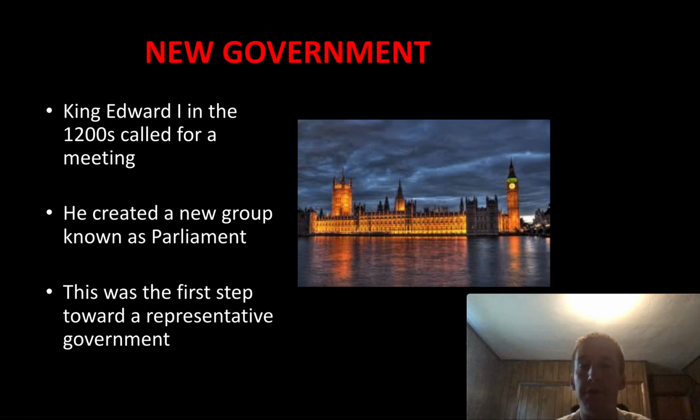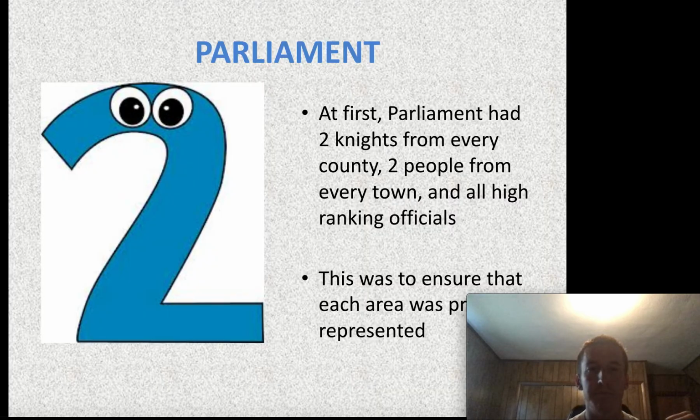The Parliament building can be seen in this picture on this slide. You might recognize the clock tower to the right. That's Big Ben. Big Ben is one of the more famous landmarks, not only in England, but in the world. This is the Parliament building. So when you see Big Ben, that is where their government works in England.